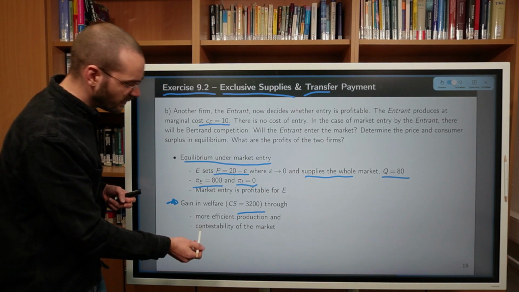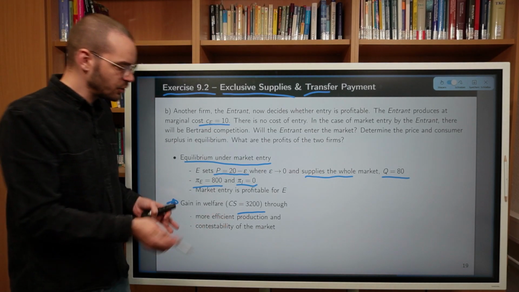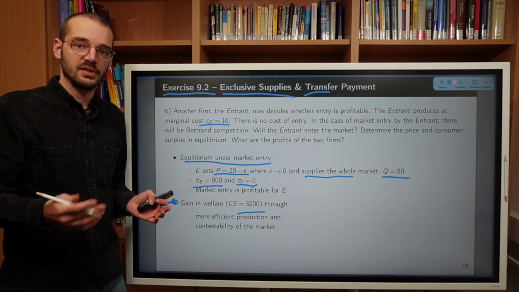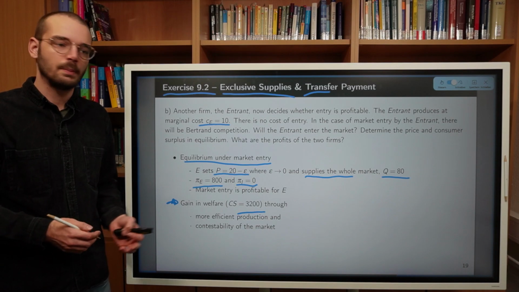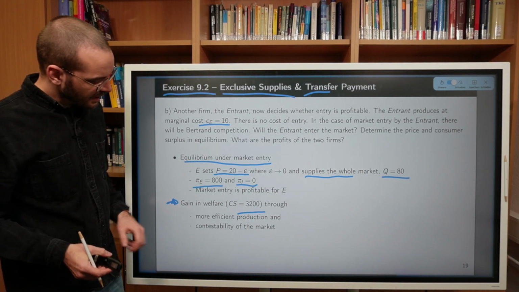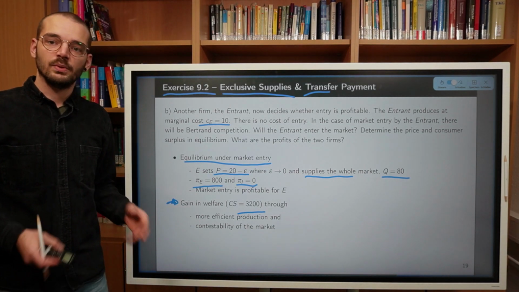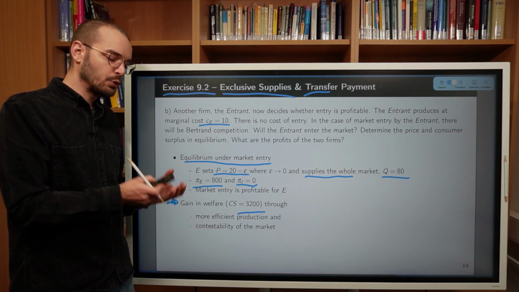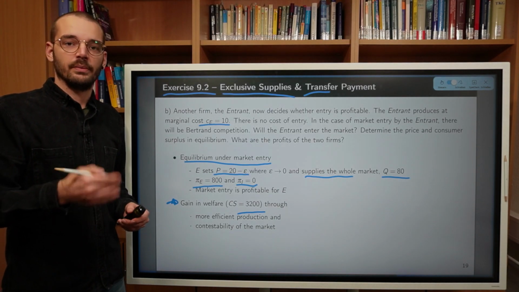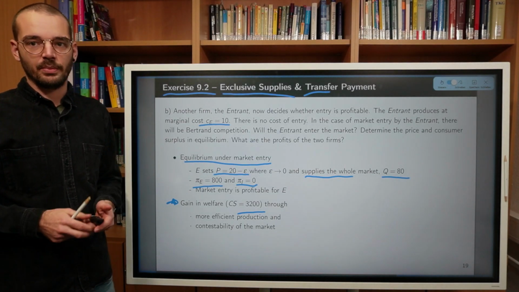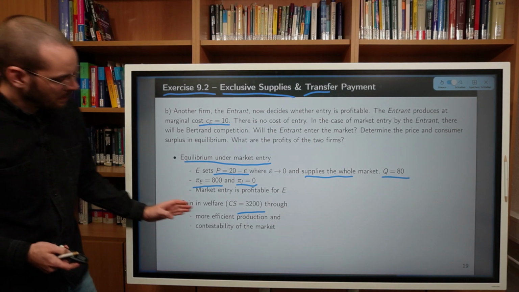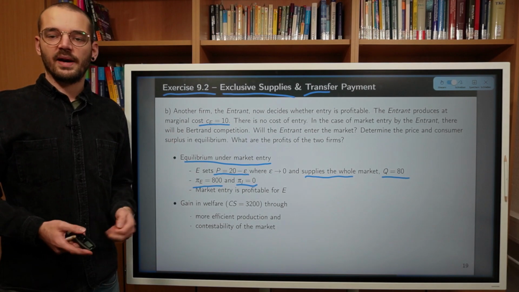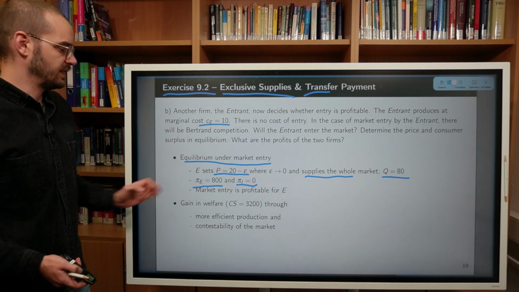Well, first of all, we have more efficient production by the entrant because they have reduced constant marginal costs in comparison to the incumbent. And the second reason is the contestability of the market, which implies that there is room for competition if one firm enters, in this case, Bertrand competition. All right, so in this case, the entrant will enter the market, and welfare will increase.